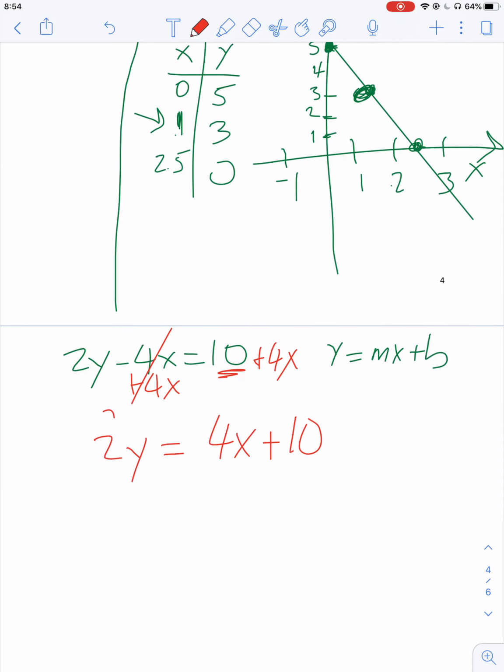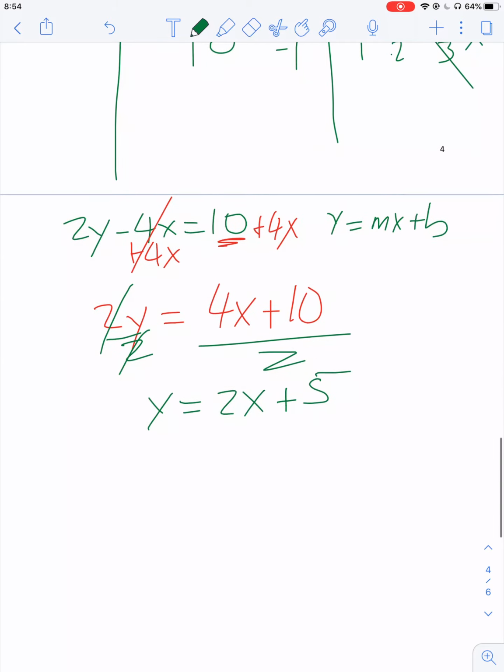But I'm still not done because I have this coefficient. So I'm going to have to divide the whole thing by 2. And then this cancels out. So your function is y is equal to 2x plus 5. Okay, y is equal to 2x plus 5. And now I'm asking you to sketch this. You're no longer graphing. So I'm going to show you what I mean by that.